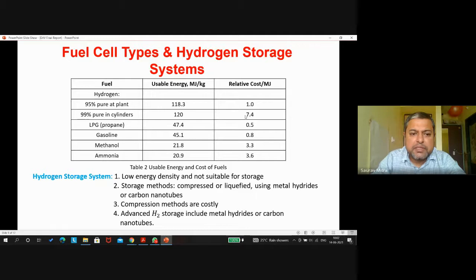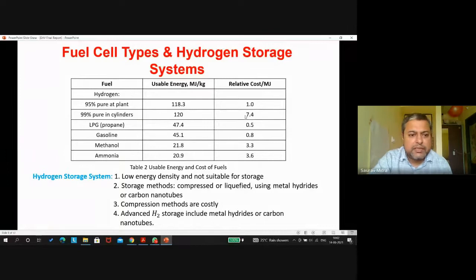The first row is because hydrogen itself is one row, and that actually doesn't look good. So in the second line only, you write H2 instead of hydrogen. So H2 95% pure, and the whole first row in that case would be gone. Otherwise it looks incomplete. Is it understandable? Yes, sir. So H2 95% pure at plant will be your first row, and H2 99% pure in cylinder should be your second row. So please make this change and update before submitting.